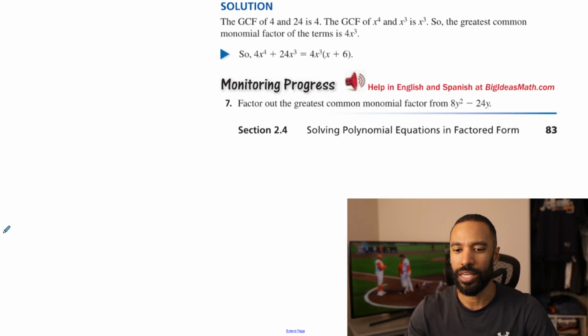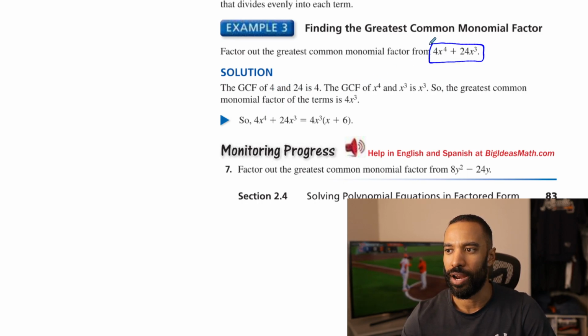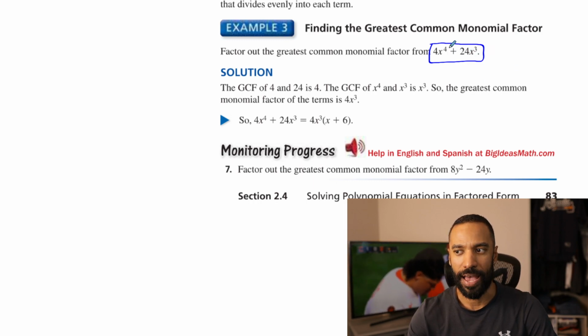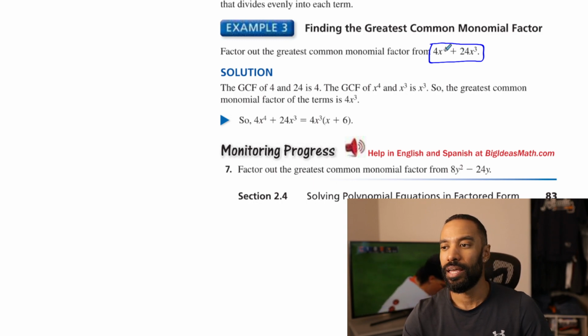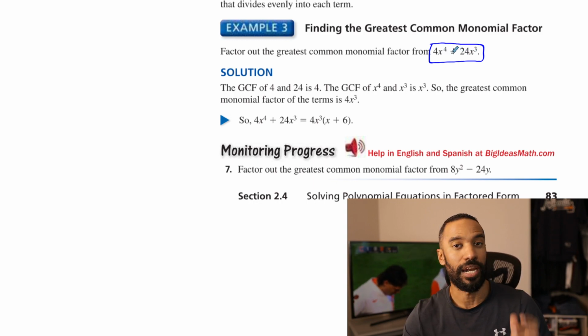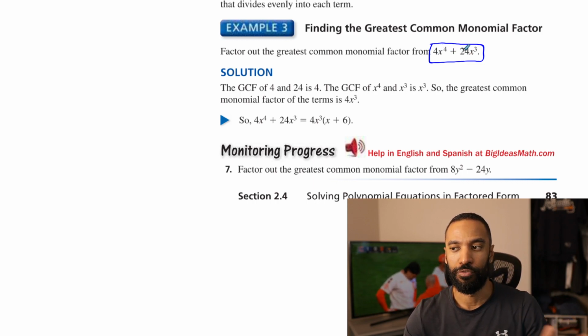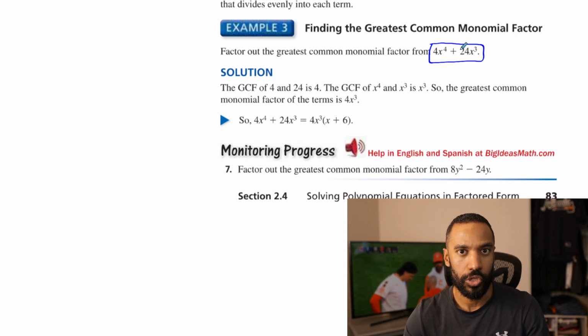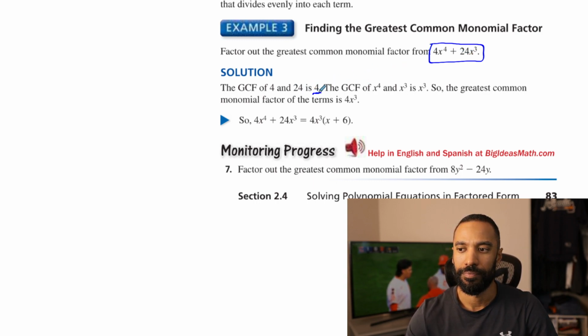So let me look at this example that we have right here. If we have 4x⁴ + 24x³, we want to come up with a factorization of this and find what the largest value is that I can divide out of both terms, or factor out, and the largest variable set that I can factor out. So 4 can divide out of both 4 and 24. So can 2, but 4 is the greatest common factor. So we can factor a 4 out of there.